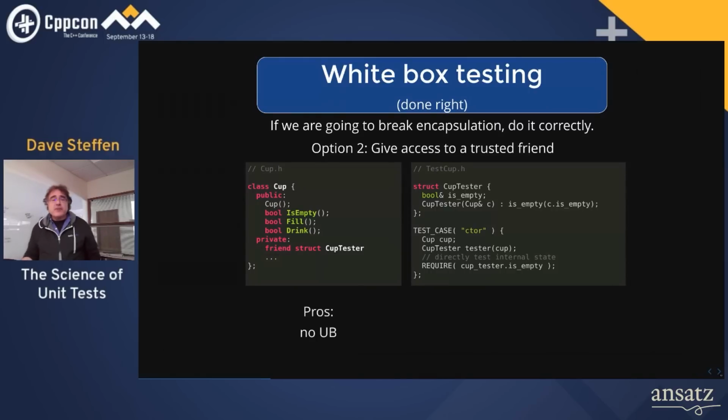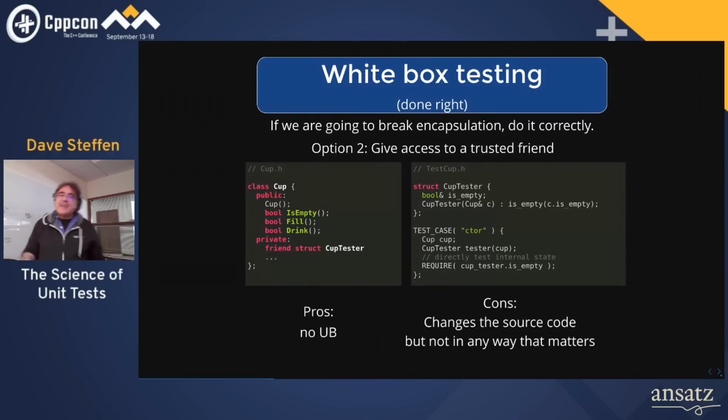This is better than the other way because there's no undefined behavior. I suppose you have to change your source code. You had to add that friend class or friend struct, but it's probably not important. I don't think that changes things in any way that matters. People debate this, but however you do it, this is the better way to do white box testing, but we'd still prefer not to do this. But again, realistically, there are times when this is your only good option.